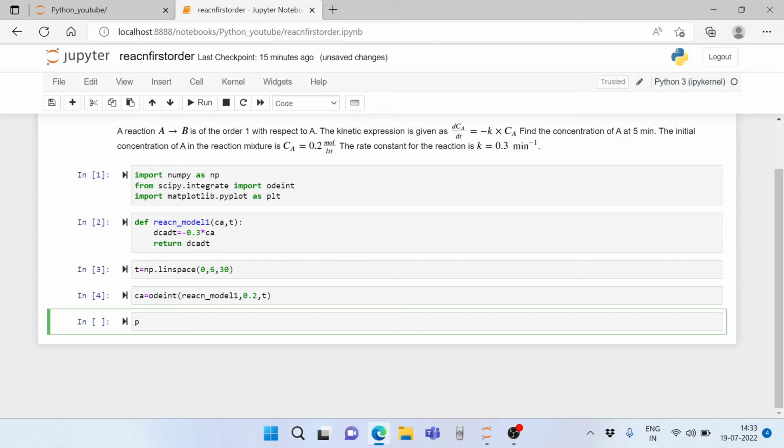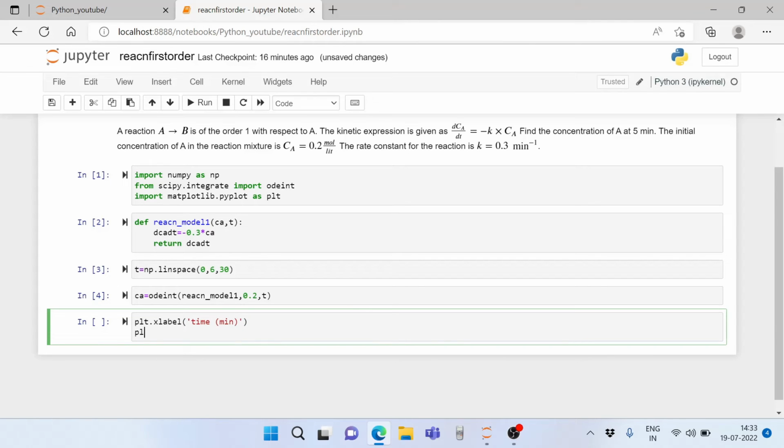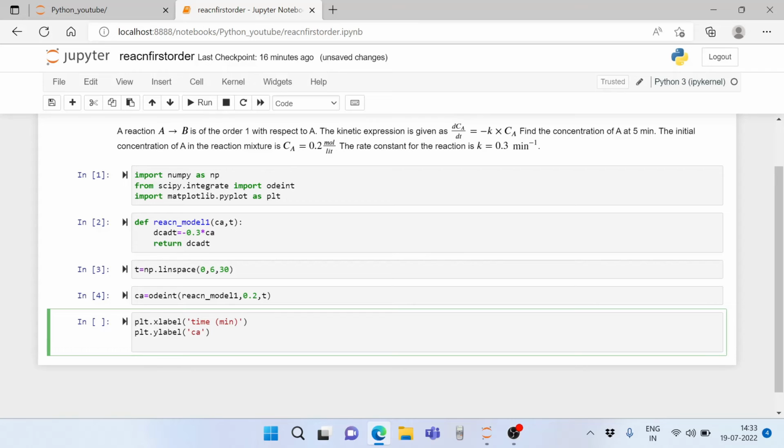So now let's plot this. So we write plt.xlabel. Now the x label is time in minutes. The y label is CA. And let's draw the plot now.